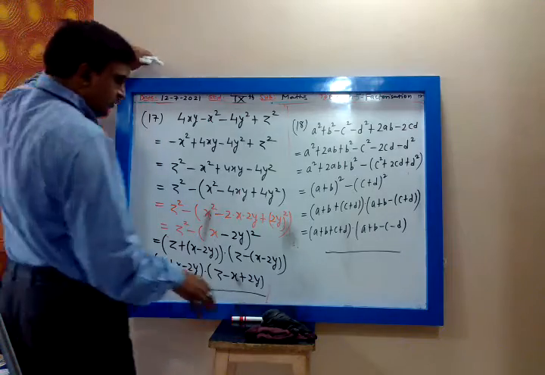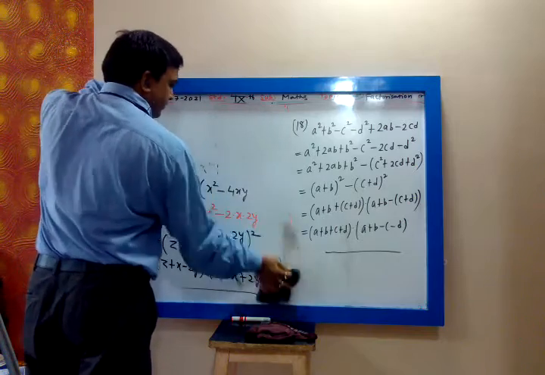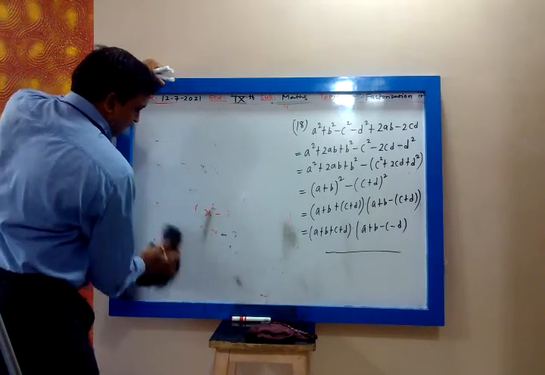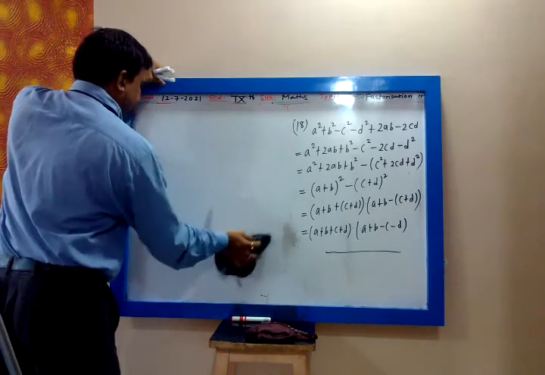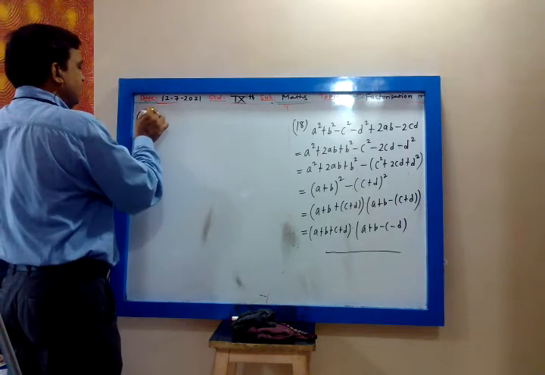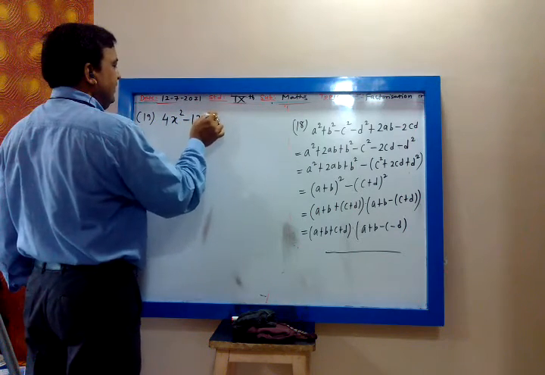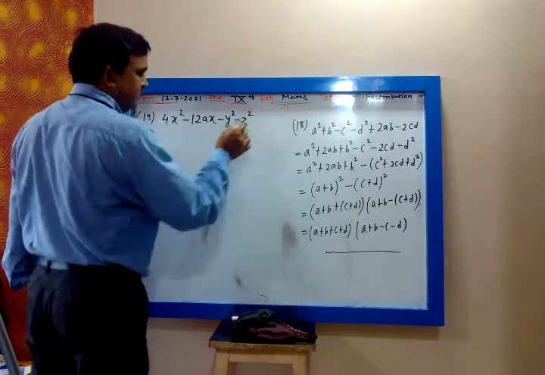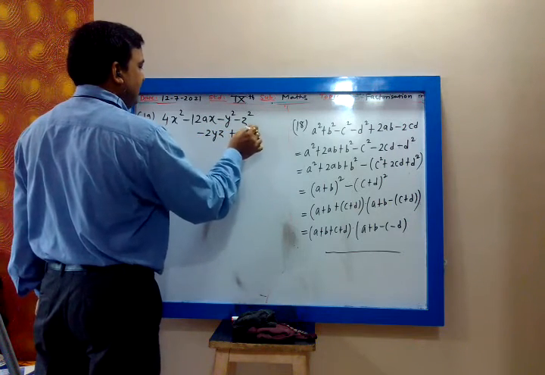Then 19th is 4x square minus 12ax, minus y square minus z square, minus 2yz, plus 9a square.